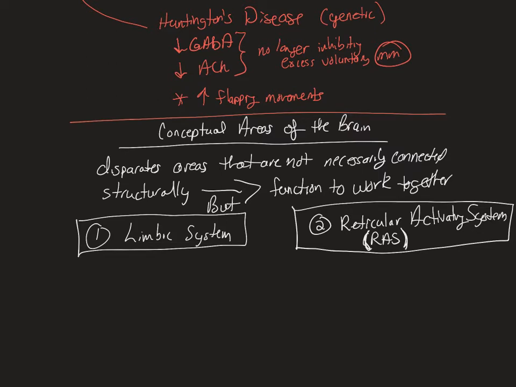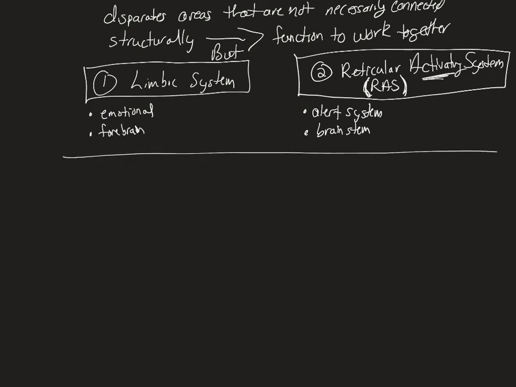Okay? Now, what you want to remember about the limbic system is that this is the emotional side of the brain. Okay? Most of it is going to be related to the forebrain, but there are some exceptions. Okay? And we are going to go over that in a little bit more. The reticular activating system, I want you to focus on that word activating. It is an alert system. Okay? And the bulk of it is going to be located down in the brainstem. Okay? So for now, let's really focus in on the limbic system. Okay? So the emotional side of the brain.